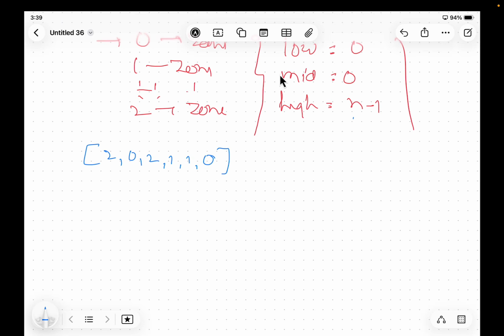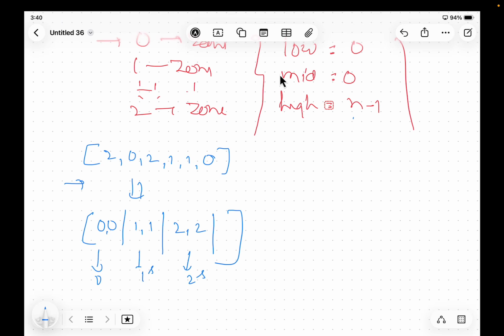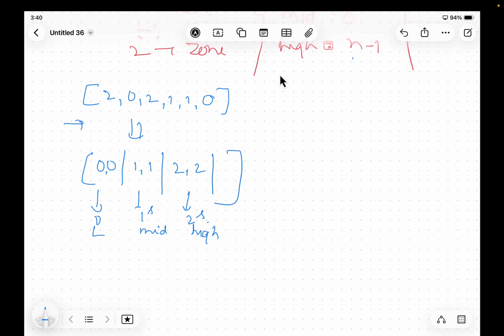Everything is mixed here. My goal is that after adding some logic, I have to find out 0s, 1s, and 2s. This is 1 zone for me, this is 1 zone, and this is 1 zone. So this is zeros, this is ones, and this is twos, or this is low, this is mid, and this is high. You can give any analogy to understand this.